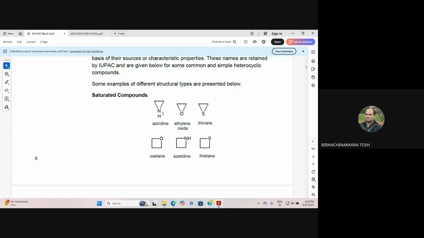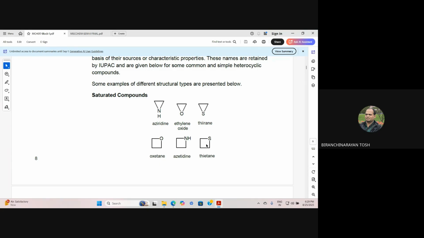If sulfur is there, then thio, for sulfur, so it is thiirane or thiirene. And if it is a 4-membered ring containing oxygen, then it is oxetane. It is oxirene or ethylene oxide. This is oxetane. And if nitrogen is there in a 4-membered ring, then it is azetidine. It is aziridine for 3-member. For 4-member, it is azetidine.